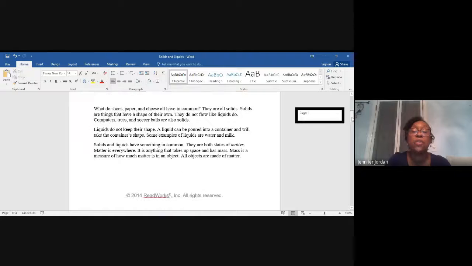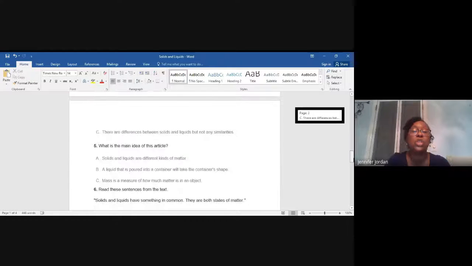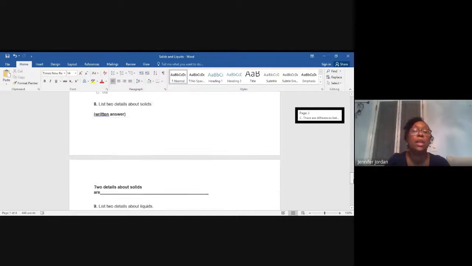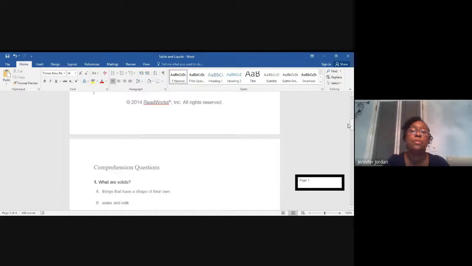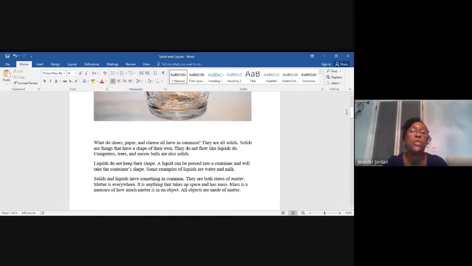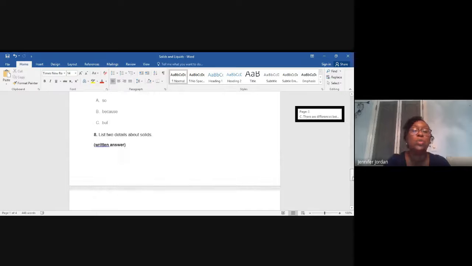You're going to do the same thing for liquids. So let's go back to our question number 9. List 2 details about liquids. We just did that for solids. So boys and girls, scroll back to the front, and let's find 2 details about liquids. Okay. And here we are. If we go back up to the middle one, liquids do not keep their shape. A liquid can be poured into a container and will take the container's shape. There are 2 details.